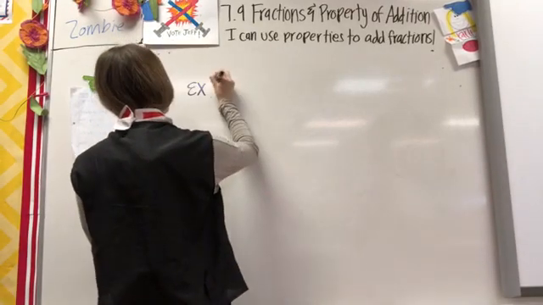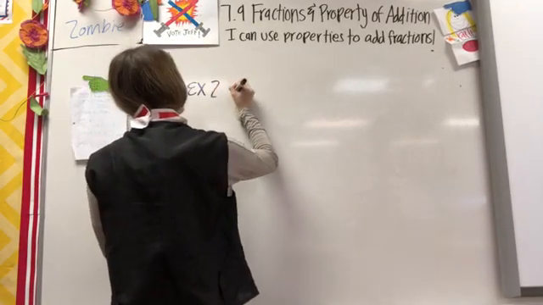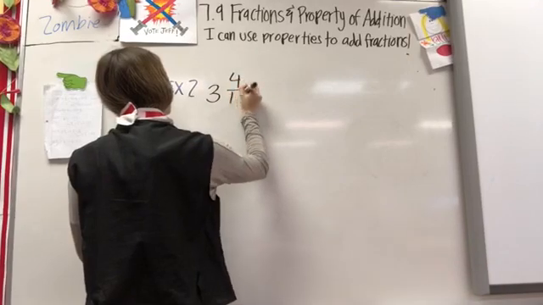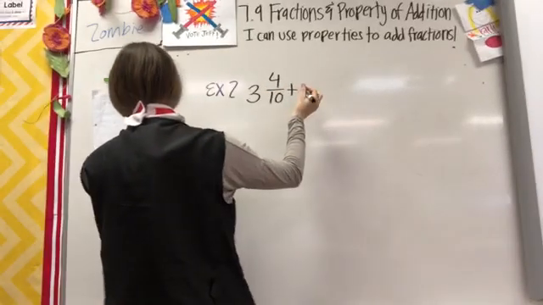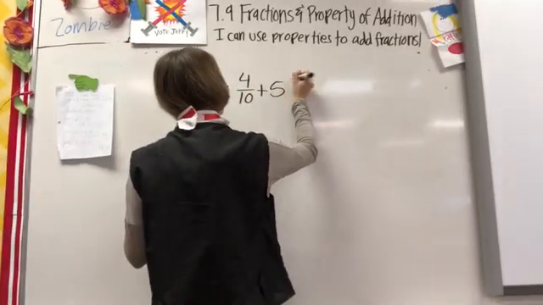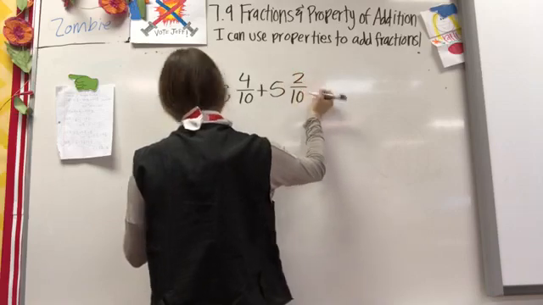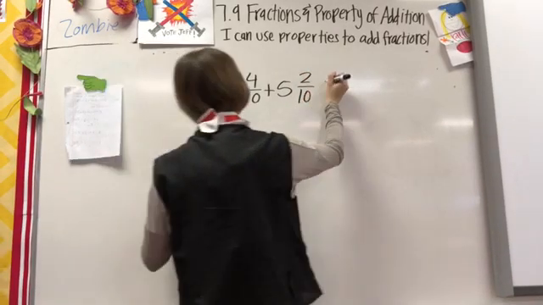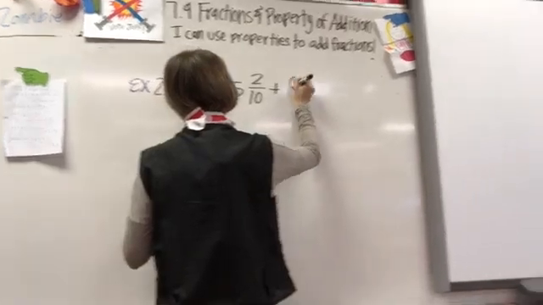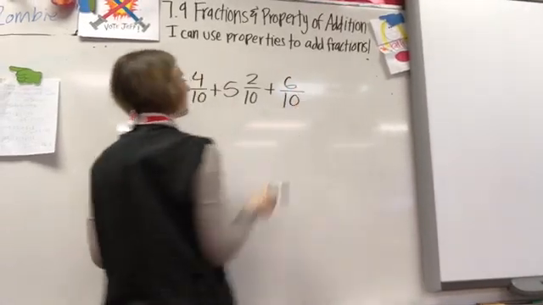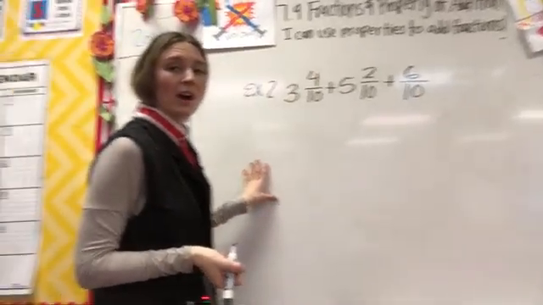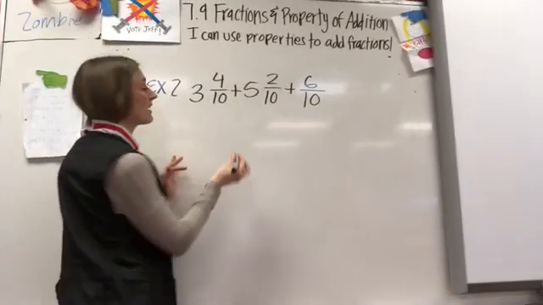Example number 2. Let's do 3 4/10 plus 5 2/10 plus 6/10. So there's only a fraction on that last one. There's no whole number. All right, so let's look at our fractions before we start.